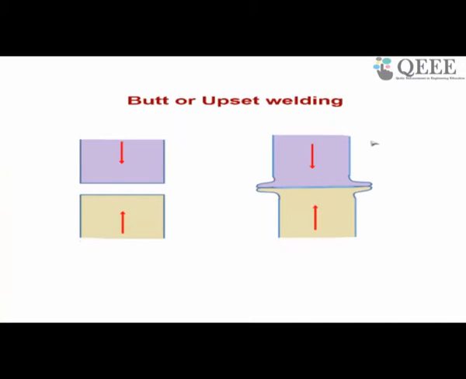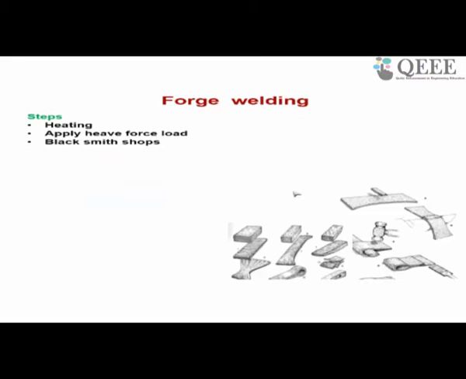First one is butt welding. It's a very simple process. In butt welding, which is a deformation process, you slightly heat and apply pressure. With very high applied pressure, you can join the interface like this. This is your simple offset or butt welding.